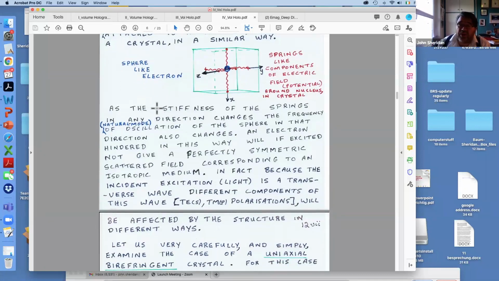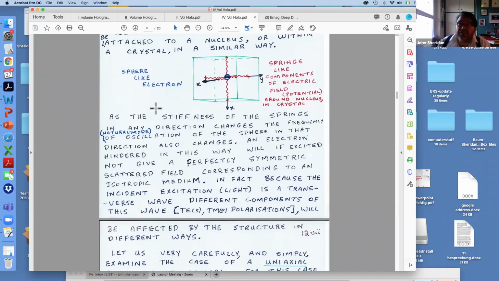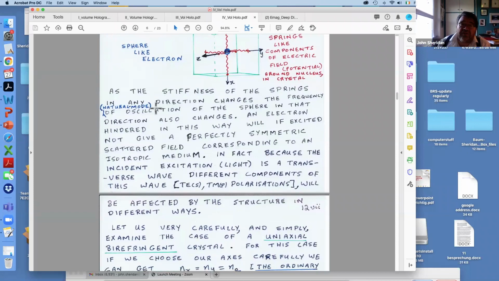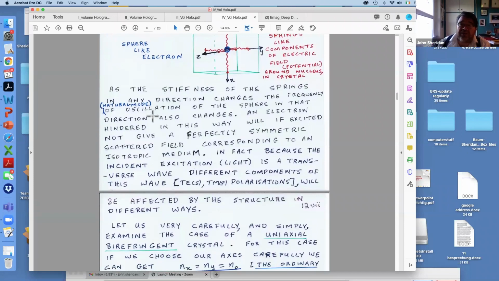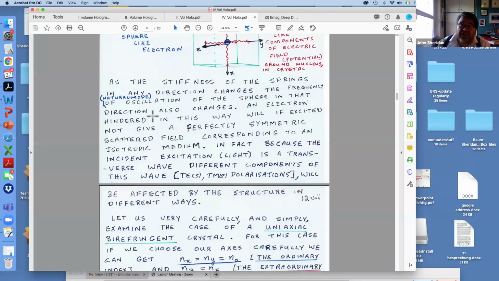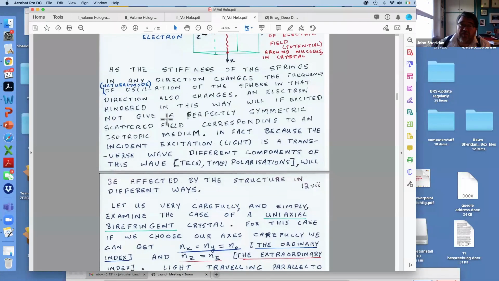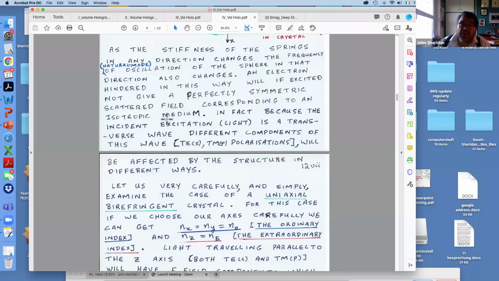It's also a very classical picture, but I think you see what I'm saying here. So the springs are like the components of the electric field potential around the nucleus. As the stiffness of the springs in any direction changes, the frequency of the natural mode of oscillation of the sphere in that direction also changes.